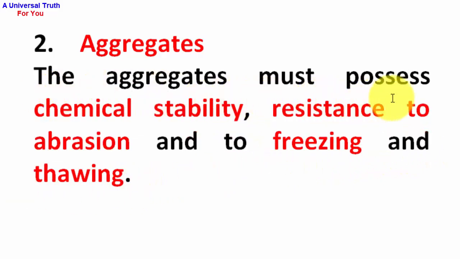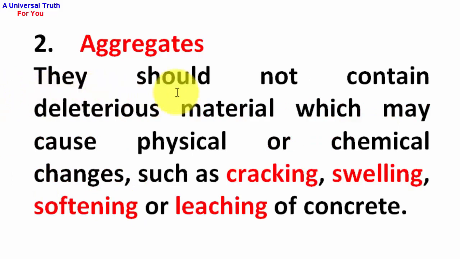The aggregates must possess chemical stability, resistance to abrasion and to freezing and thawing. They should not contain deleterious material which may cause physical or chemical changes such as cracking, swelling, softening, or leaching of concrete.